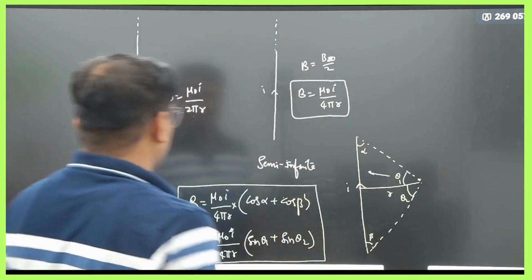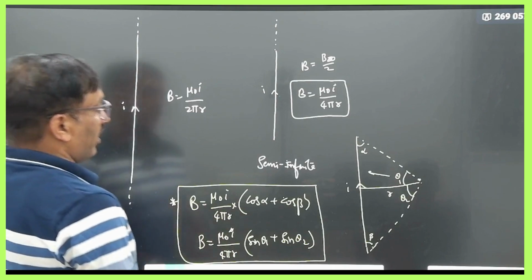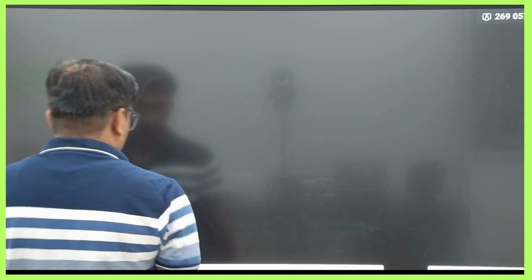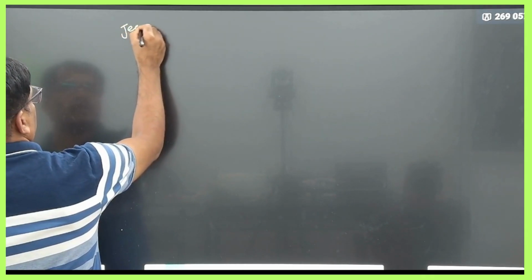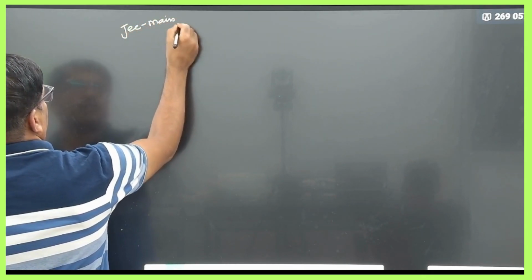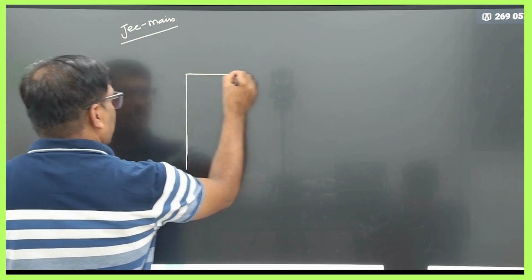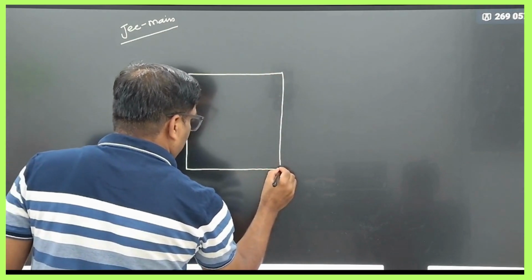Now we will calculate the magnetic field due to certain geometrical shapes. Most important question. Most of the time in JEE Mains they ask this question, so be careful. We want to calculate the magnetic field due to a current carrying conductor in a square loop.